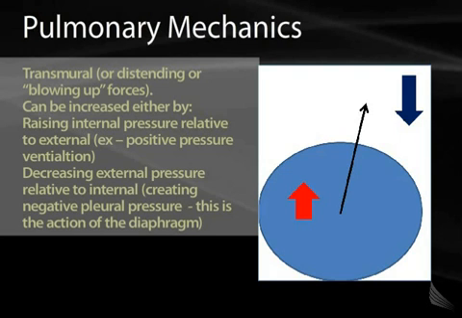It can also be accomplished by decreasing the external pressure relative to the internal pressure, by creating negative pleural pressure. This is what we do when we breathe normally. We contract our diaphragm, get negative pressure within our chest. That negative pressure in our chest is lower than the atmospheric pressure, and therefore air flows in. This is also how an iron lung works, an old form of a ventilator.